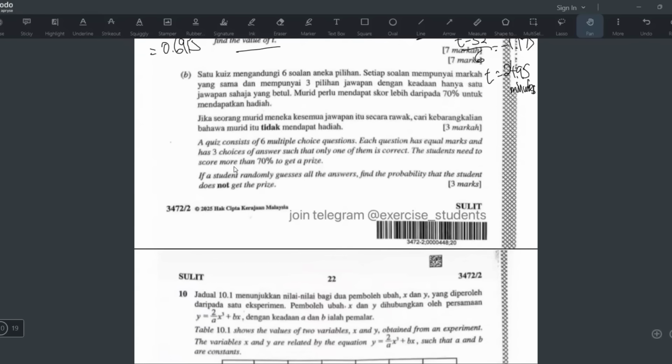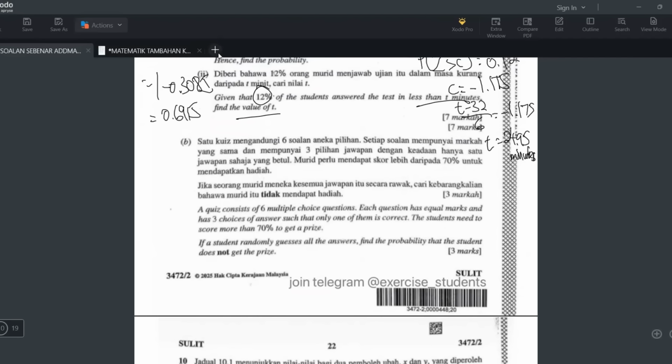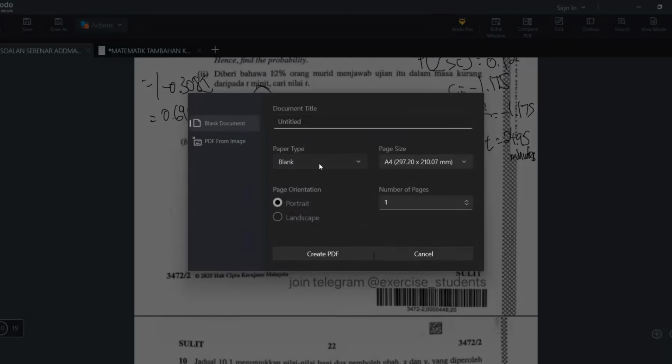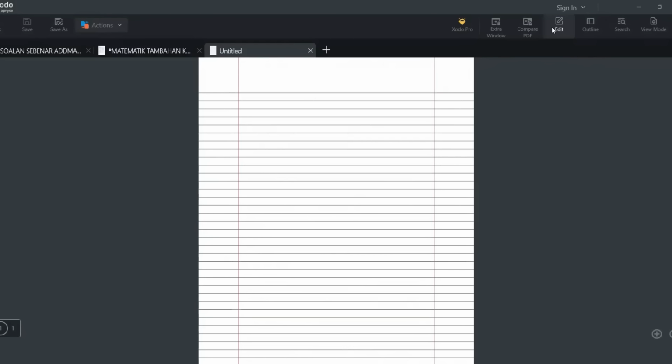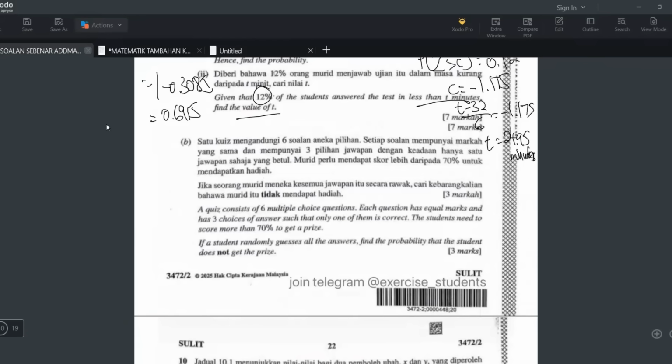Now let's do B, but not enough space lah. Okay, I think I will create a new document. Okay, for the B question, I will do it here lah. Yeah, later I'll do it here because not enough space. Okay, let's read the question first. A quiz consists of 6 multiple choice questions. Each question has equal marks, has 3 choice of answers such that only one of them is correct. The students need to score more than 70%. If a student randomly gets, find the probability that the student does not get prize.